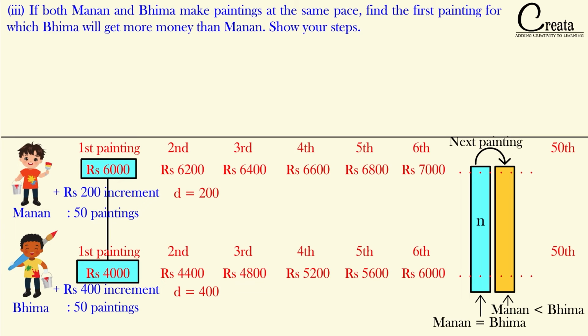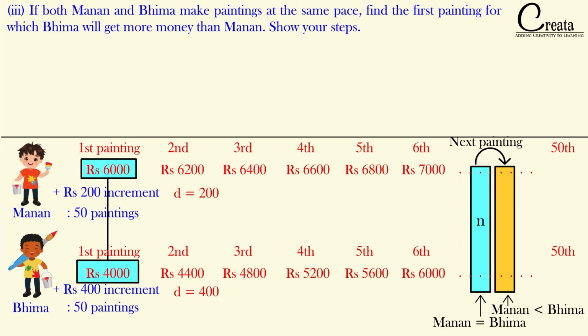Let's mark the painting as N, where Manan and Bhima will get the same amount of money. And we have to calculate the first painting when Bhima will get more money than Manan. Firstly, we will calculate the painting at which the price of Manan will be equal to the price of Bhima. So let's do so.